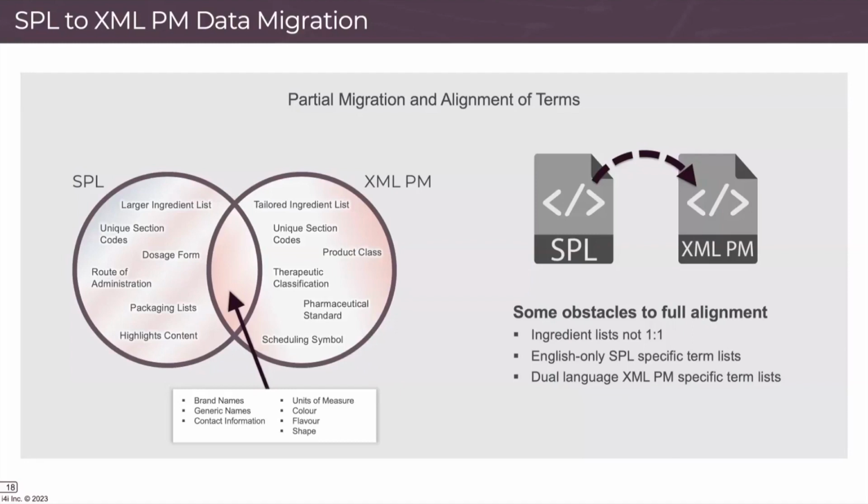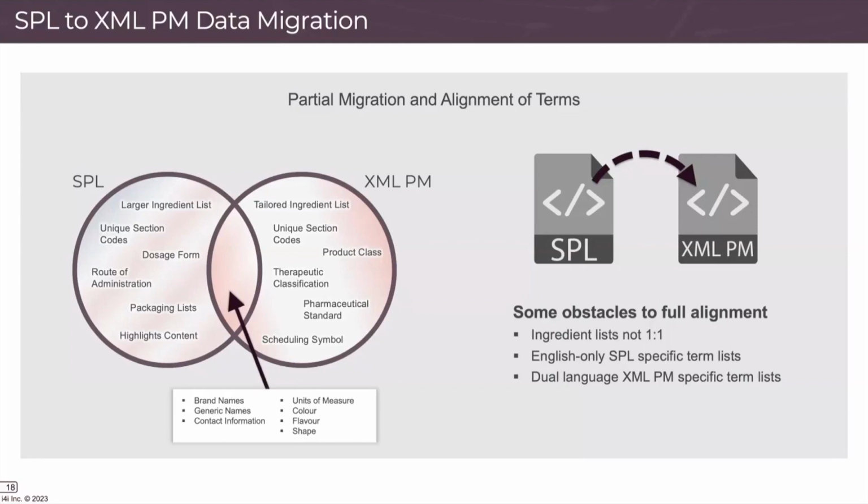And if we wanted to consider migration of document content, we need to keep in mind that the section codes are completely different between SPL and XML PM. And also that some of the US SPL documents have content in specially coded markup called highlights. So that would also need to be considered. So the section mapping issue can be dealt with and is something we have already done at I4I between XML PM, SPL, and many other global labeling document types. But there would still need to be human intervention for the other issues.